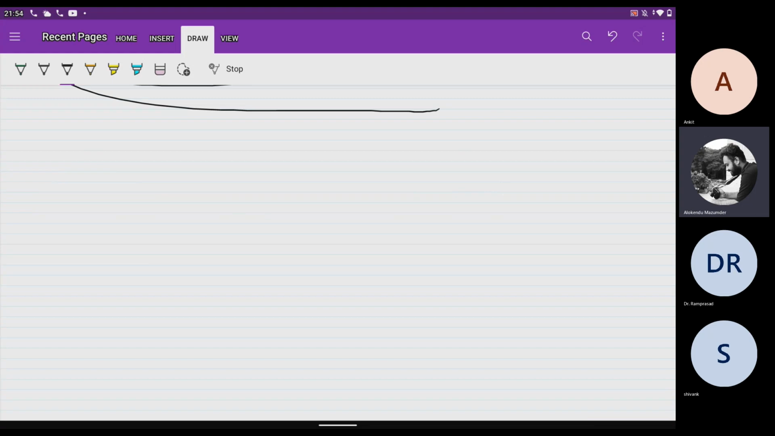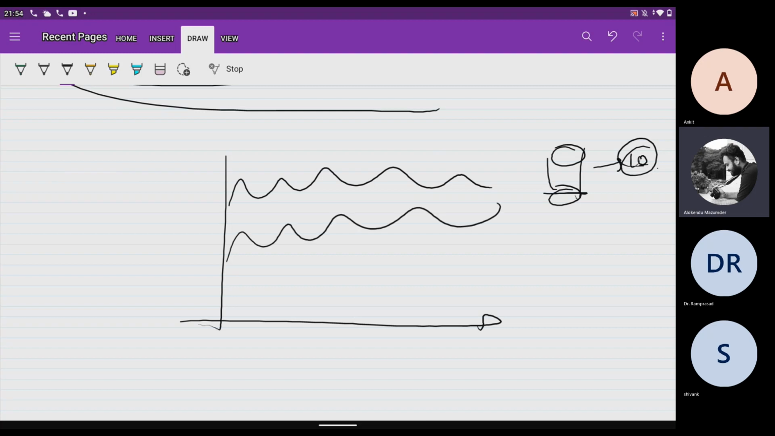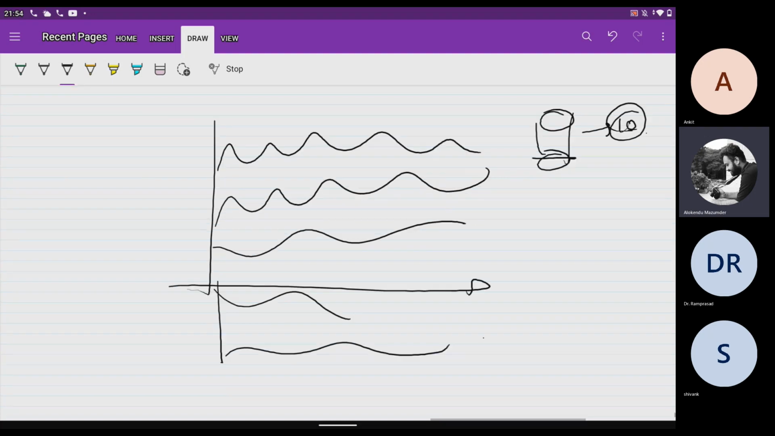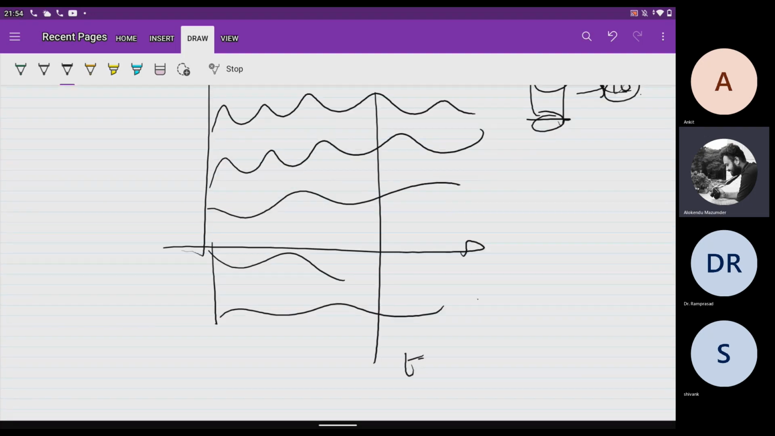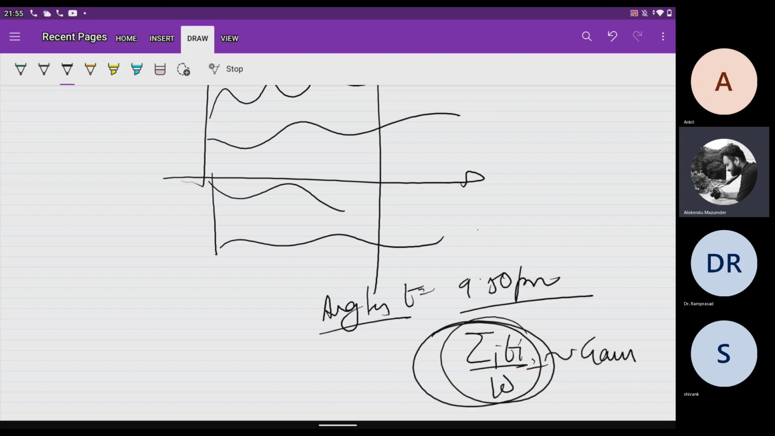Let's say I have a jar with some gas molecules, say 10 gas molecules. It's just for the example, you cannot actually count the number of gas molecules. I am observing the temperature of all 10 and plotting a curve. At time t equal to 9:50 p.m., I watch their average temperature. I add all the temperatures, and this will follow a Gaussian distribution.